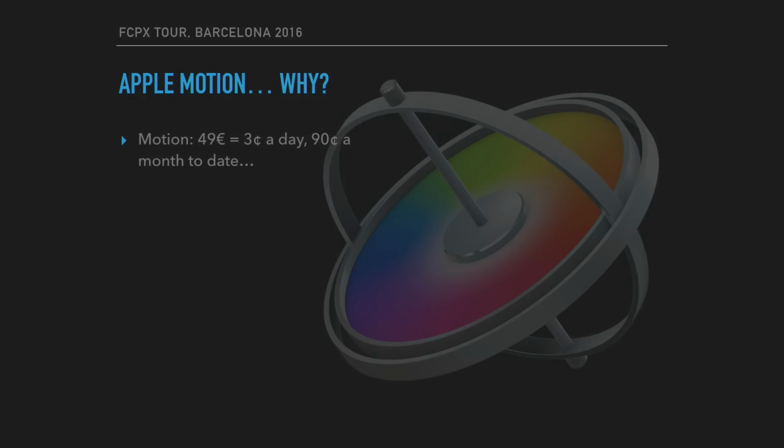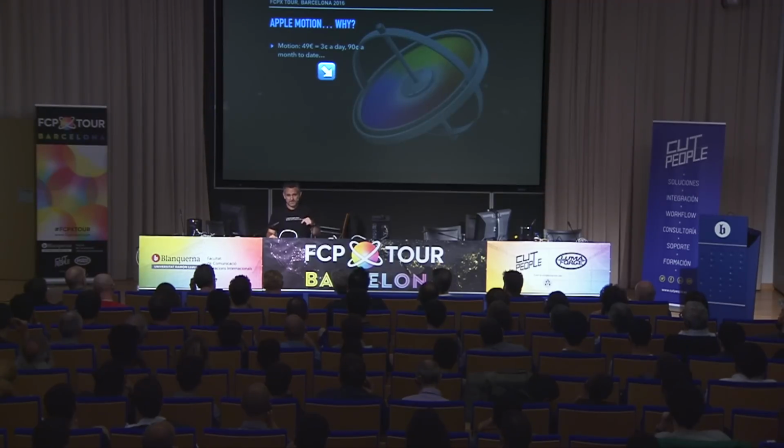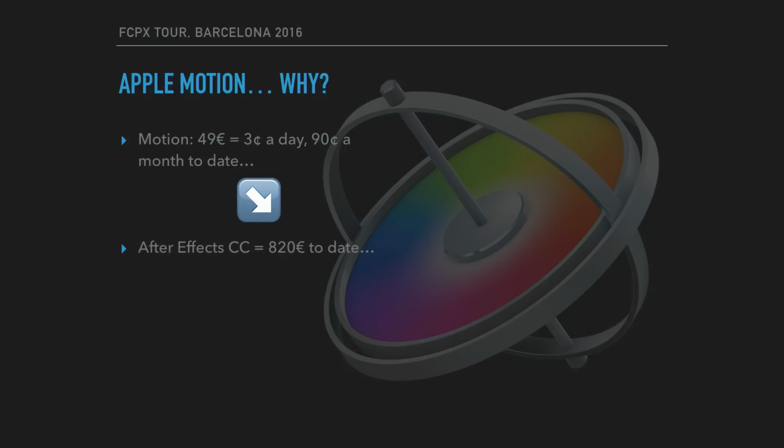Just as a little comparison, Motion 49 euros, that works out since the day it came out, June 2011, to this day, I would be paying 3 cents a day or 90 cents a month. And obviously that's going to be going down over time, right? After Effects CC, if I'd bought that on the very first day, I would have paid, as a single license, mind you, this is not the suite, $820 to date, and obviously that's going to be going up over time.